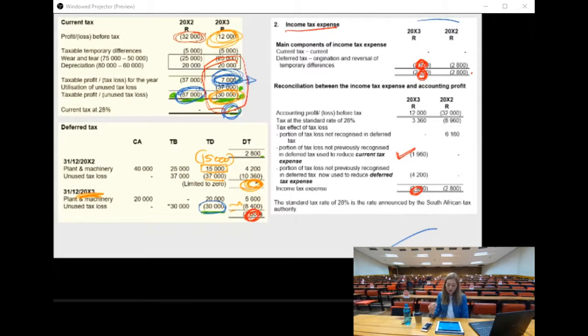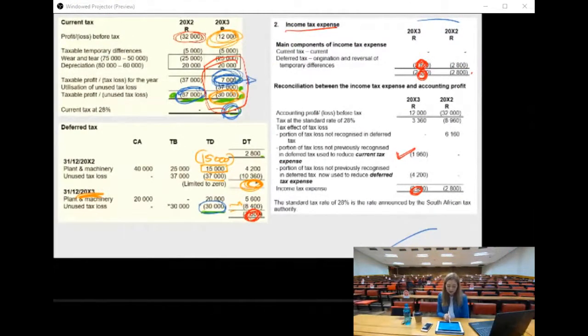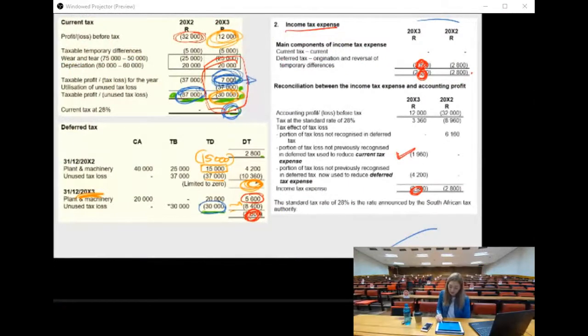But the additional portion that I'm now recognizing, because my taxable temporary differences are higher, the liability amount, would have been the difference. I think it would have been 1,400. Let's see if I am correct. I know I am, but we'll just check. Yes, cool.